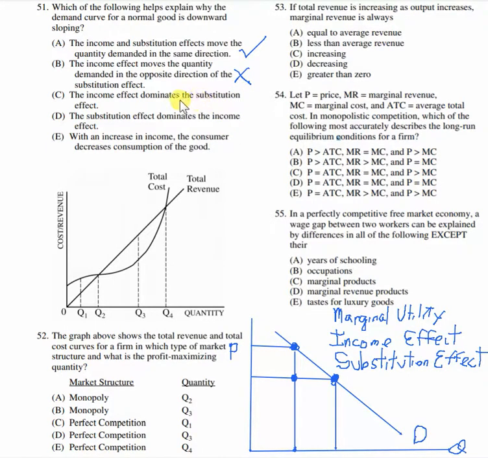The income effect dominates the substitution effect. We don't know anything about them dominating. They appear to both work together. I don't know if one's much stronger than the other. The substitution effect dominates the income effect. Again, they both have similar effects. And finally, E, with an increase in income, the consumer decreases consumption of the good. And that's exactly wrong. We would expect the consumer to increase his consumption as his income increased. So that's not right. So the choice here is A.